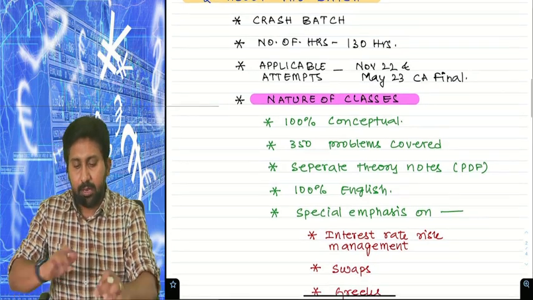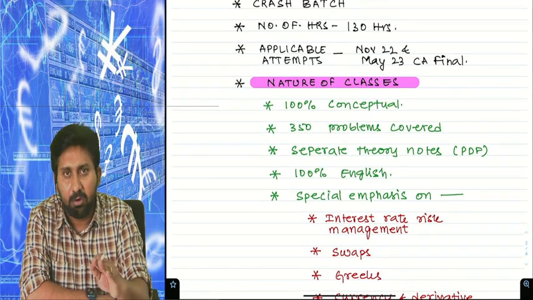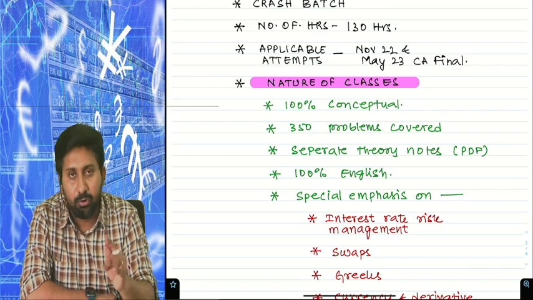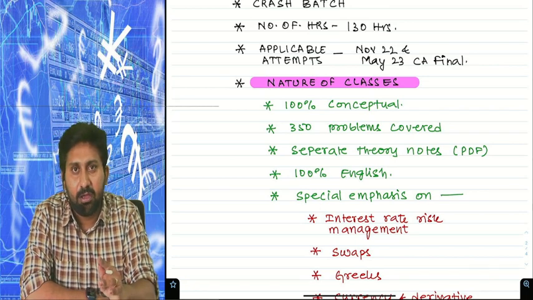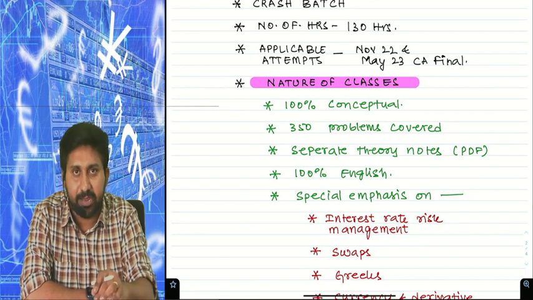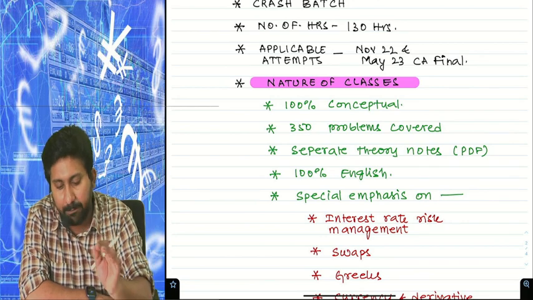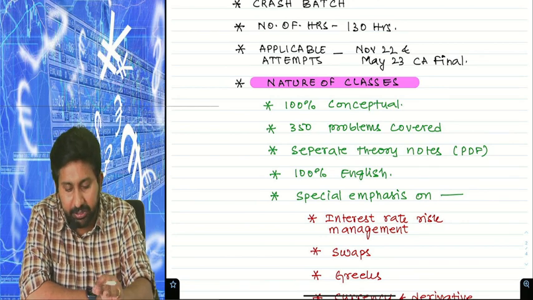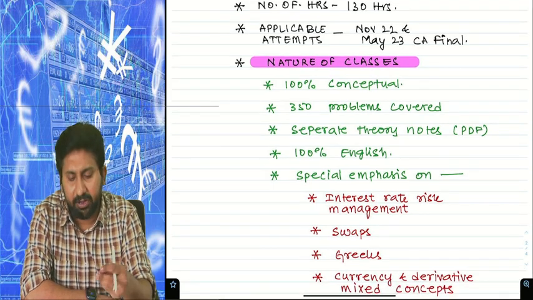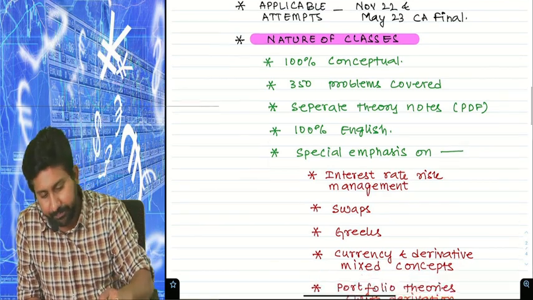Next one, number of hours is 130. That's why it warrants a good number of hours, 130 for the crash session, double the time for the main regular batch. And you know that from the law classes itself, if we spend some time, value will definitely increase. So good things take time, and that applies also for my SFM classes. Next one, applicable attempts. November 22 and May 23 CA final exams, these are applicable. If at all additions are made, later we will add the problems and add the concepts.